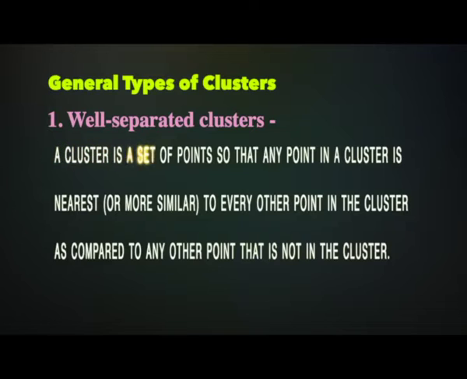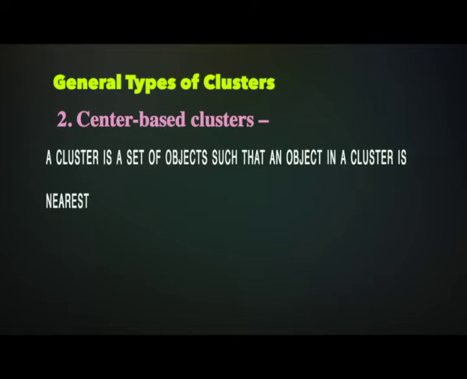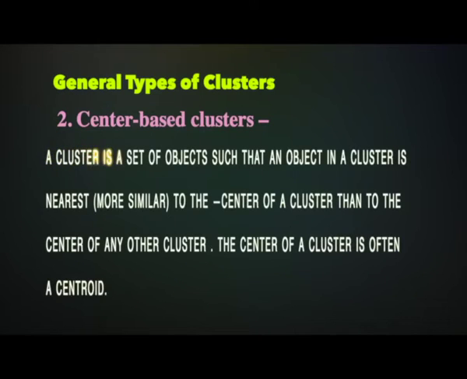The first one is well separated cluster. A cluster is a set of points so that any point in a cluster is nearest to every other point in the cluster as compared to any other point that is not in the cluster. The next type is the center based clusters. A cluster is a set of objects such that an object in a cluster is nearest or more similar to the center of the cluster than to the center of any other cluster. The center of a cluster is often a centroid.